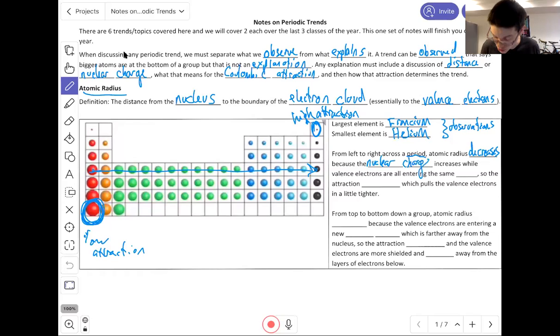Remember that nuclear charge is essentially how many protons you have. So we have more protons on the right-hand side, so our nuclear charge is increasing, but all of our valence electrons are entering the same shell or energy level. So if I'm putting all this in the same energy level but increasing the charge, I'm basically not changing my distance much, but I am increasing my charge. So what's going to happen to my attraction? Increase or decrease?